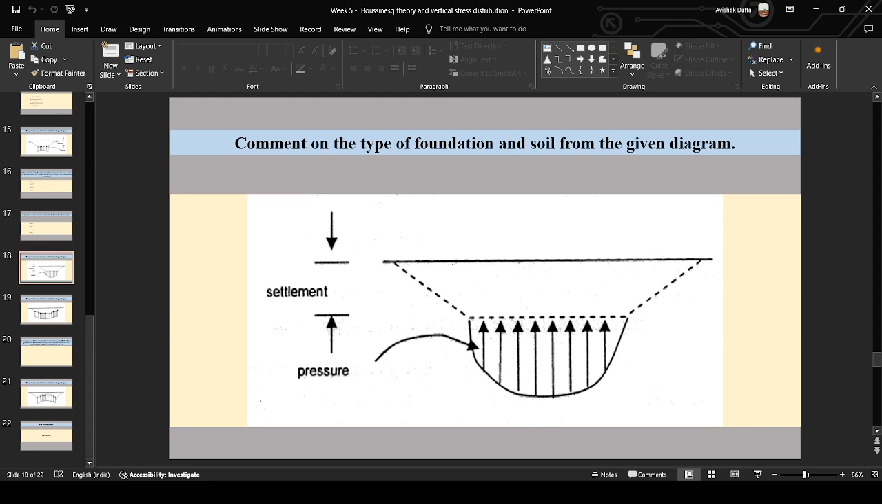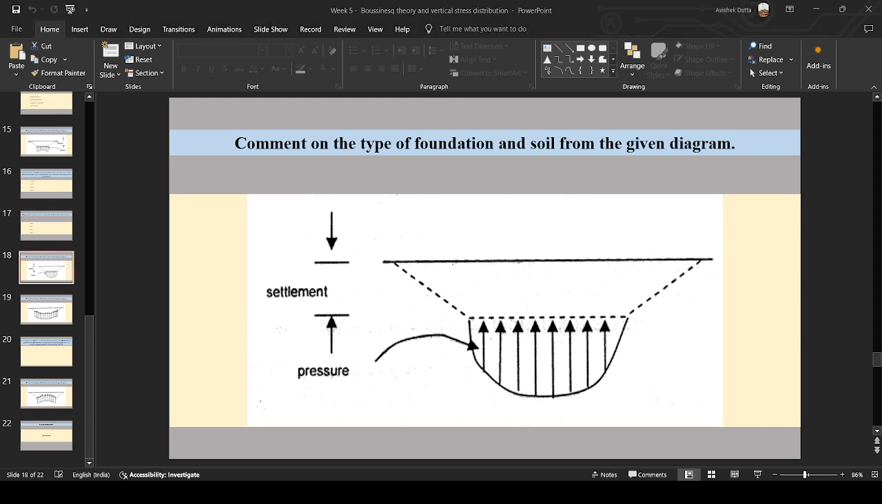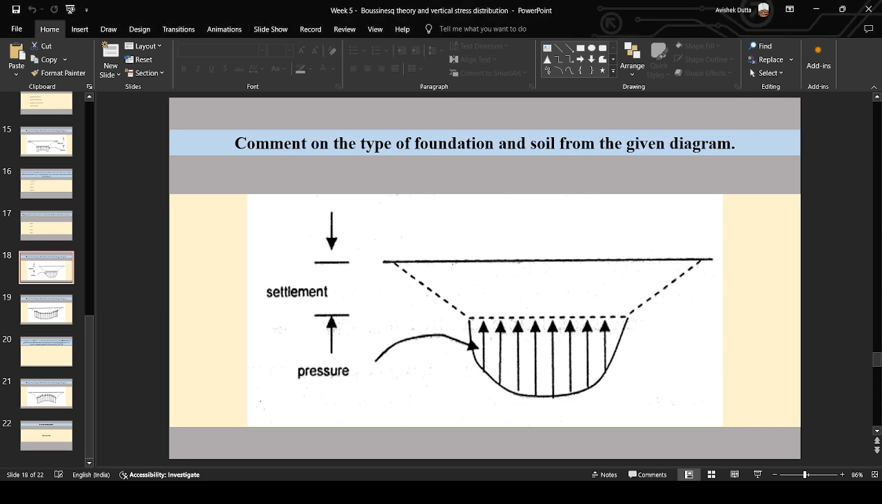Again, a similar question. Here also you have the settlement and the pressure distribution. Based on these two factors, you have to comment on the type of foundation and soil from the given diagram. What is the type of foundation and type of soil?